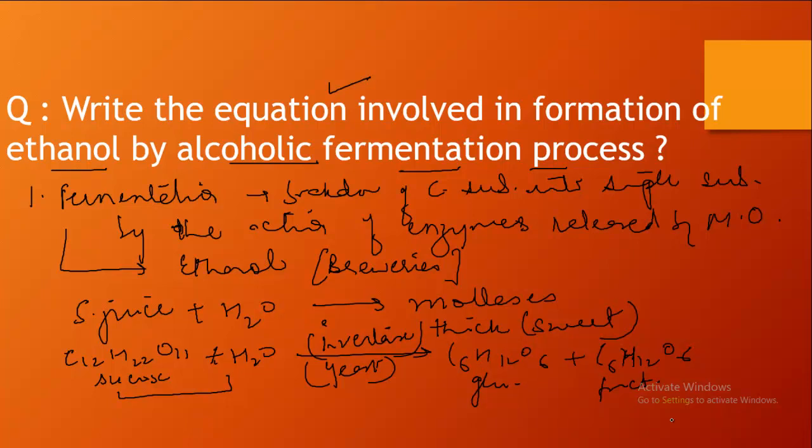But this is not the simplest sugar. We can convert it into a simpler form. Yeast secretes another enzyme that converts it into the simplest substances, that is ethanol and carbon dioxide. So this is how ethanol is formed in breweries by the alcoholic fermentation process.